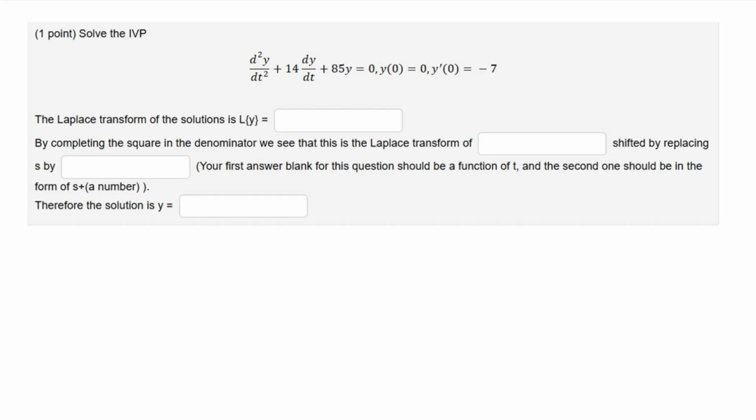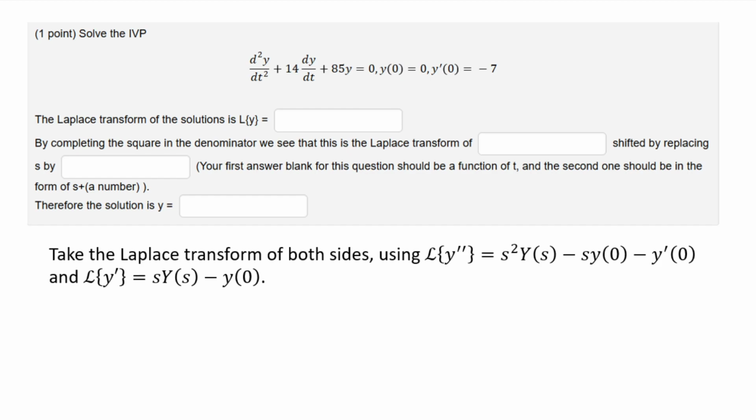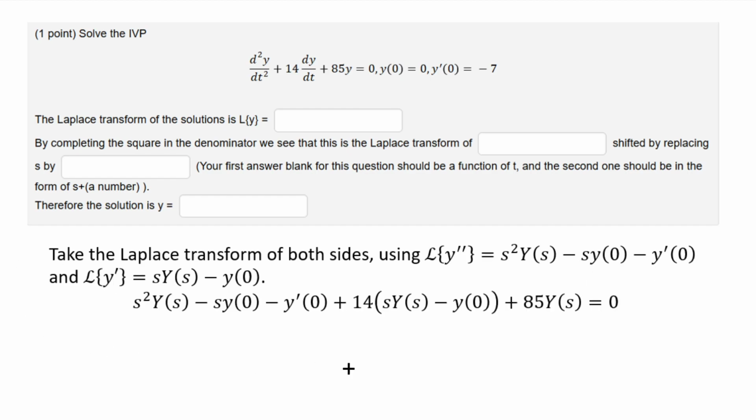To solve this differential equation using Laplace transform, we use the basic formula. Y double prime transforms like this, and y prime transforms like this. And then you get the s squared Y(s) minus s y(0) minus y prime(0) from here. And then plus 14 times the first derivative, which is now s Y(s) minus y(0), and y just transforms into capital Y of s.